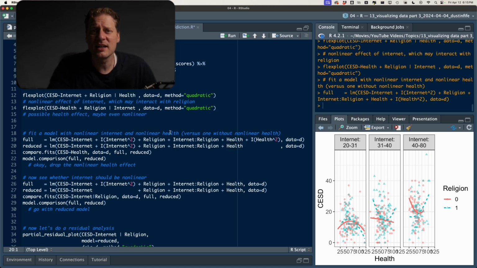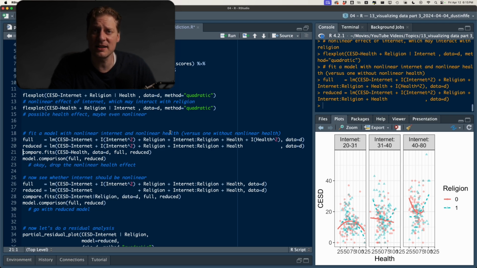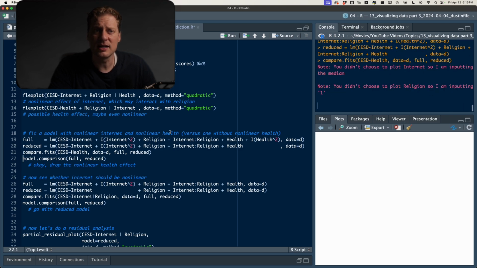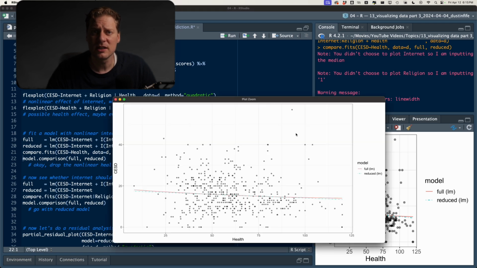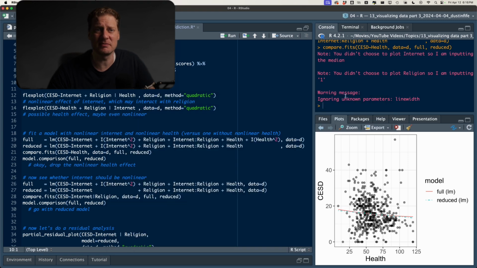I'm also going to set up a model comparison where I try to get rid of the health quadratic. It seems like that might be the easiest effect to dismiss. I'm not even sure it's there, so I'm going to use compare.fits, and it's going to visually compare these two. And what do we see? We see that those two lines, the full and the reduced, are very, very similar. Their predictions are almost identical. So what is that telling us? That's telling us that the full model isn't adding much unique predictive ability, so it's probably not going to pan out that there's a nonlinear effect.